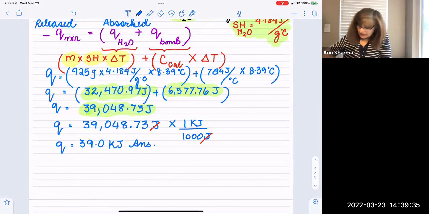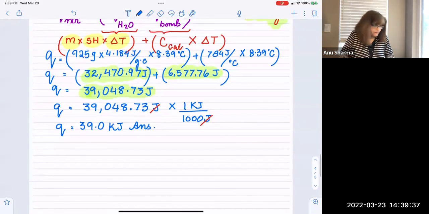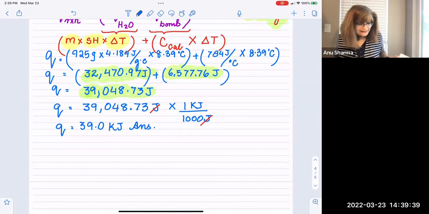Okay. Now we have finished till problem 5.7 and we will stop here. And in the next video, we will look at the enthalpy calculations and then Hess's law. Okay. Thank you. Bye-bye.